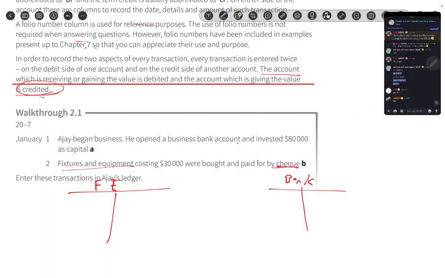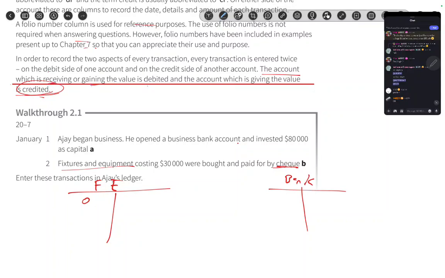Now, who's giving the money and who's receiving the money? The bank account is giving the money to the fixtures account, right? You're gaining fixtures, you're getting fixtures. Your total balance over here is 0, but it's increasing. So you debit the account. The side which is receiving or gaining is debited.